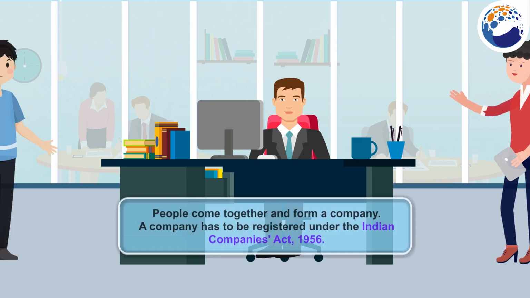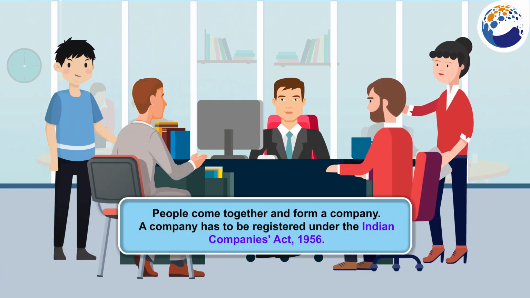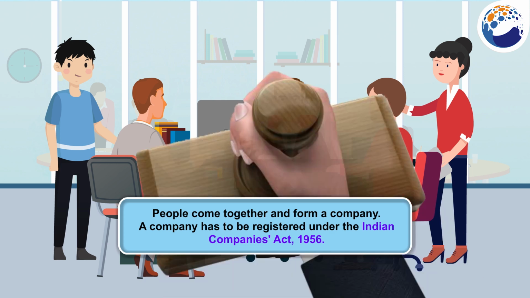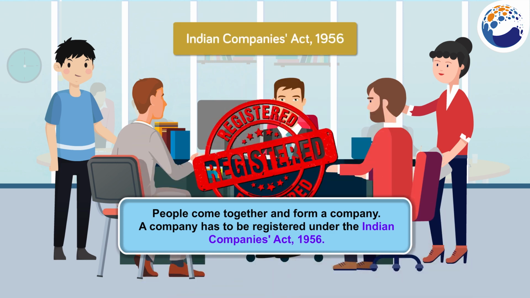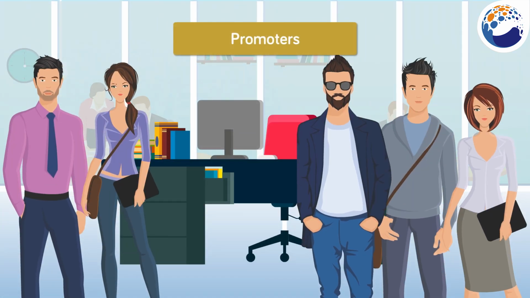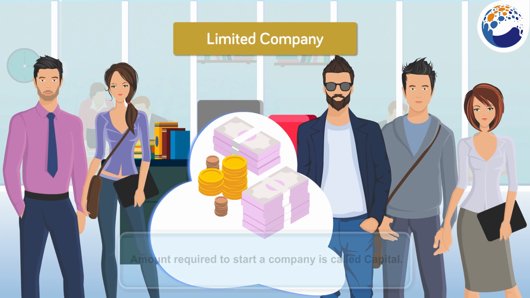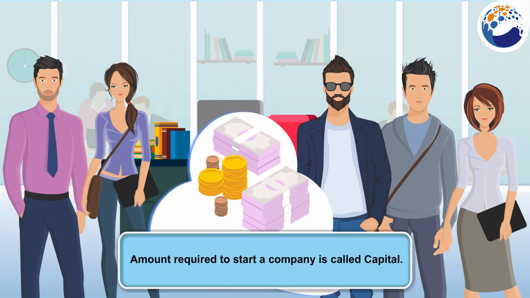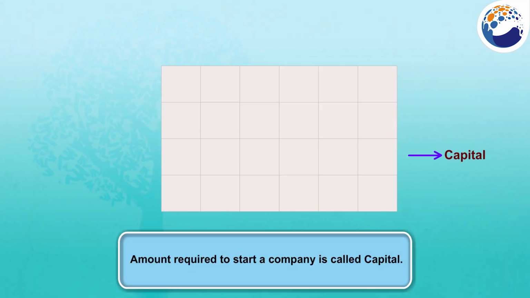Shares. People come together and form a company. A company has to be registered under the Indian Companies Act 1956. People who form a company are called promoters and the company is called a limited company. In order to start the company, the promoters need money. Such an amount required to start a company is called capital.